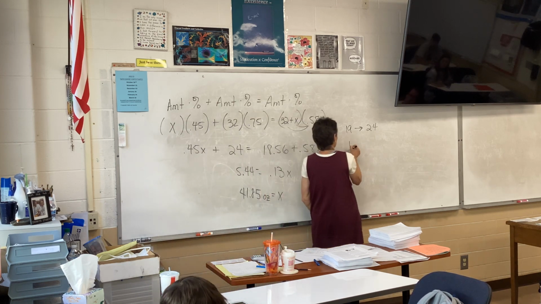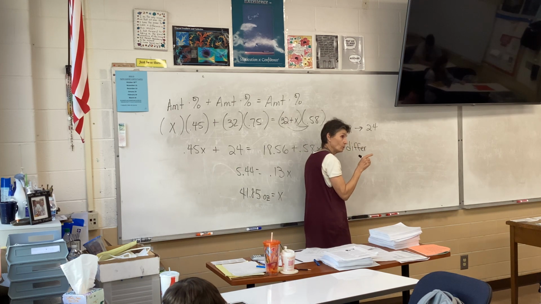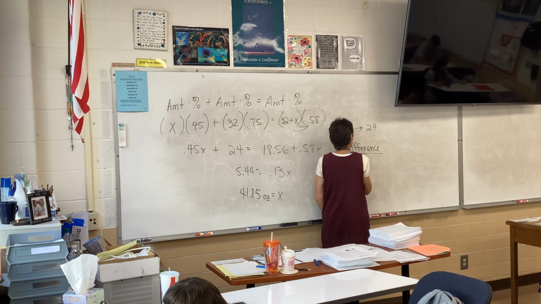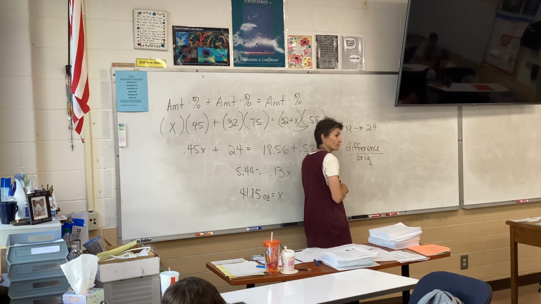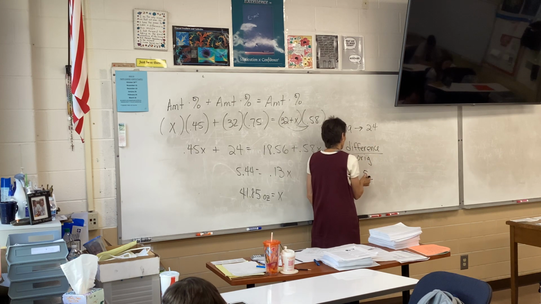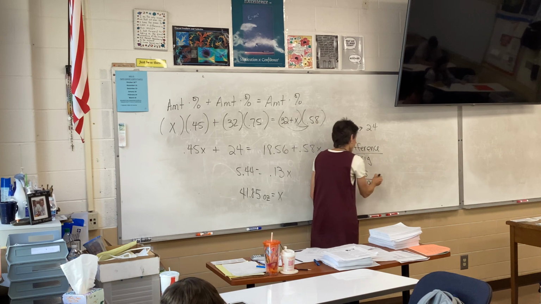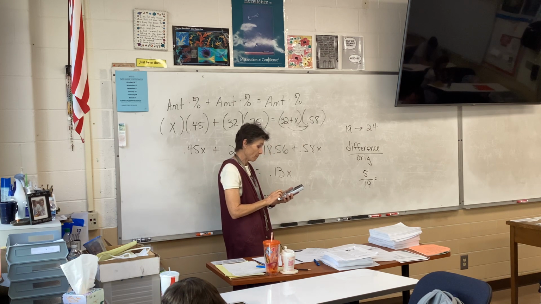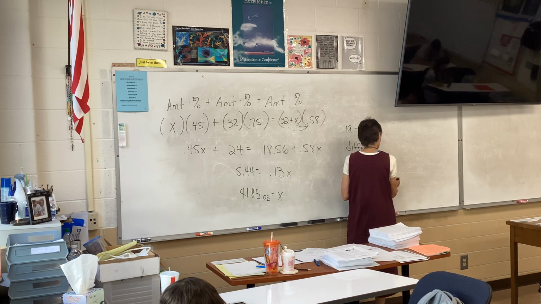Difference over original. Or some of you think of new minus old over old. However you think about it, it's the same thing. It's difference over original. So what's the difference of these two numbers? 5. What's the original? 19. So whatever that is, when you do that division, it's going to give you a percentage. I got 26.3.